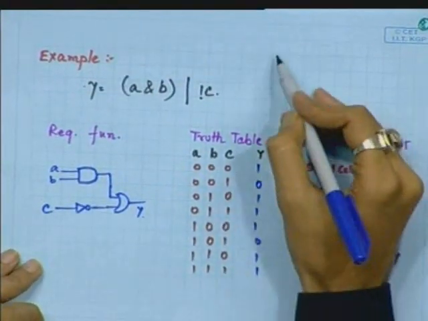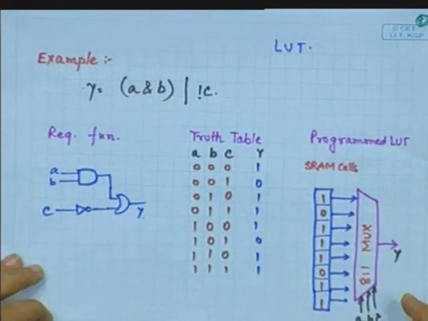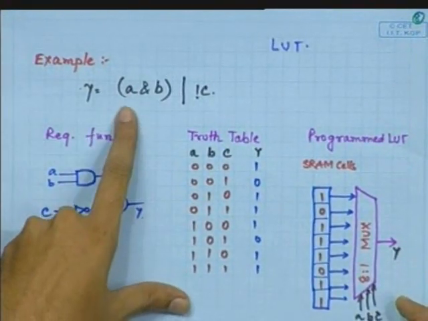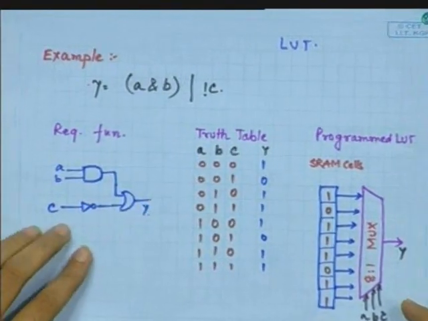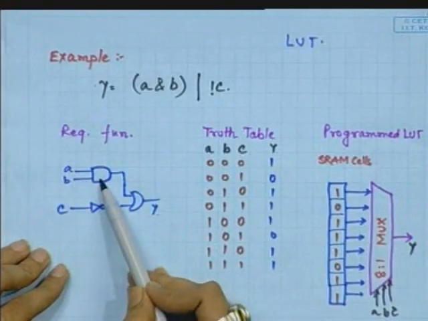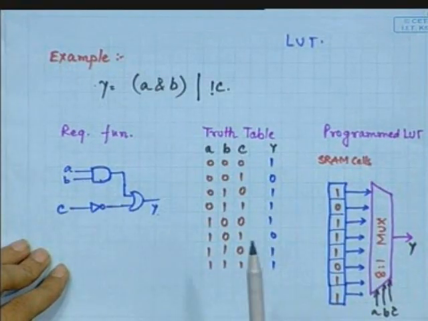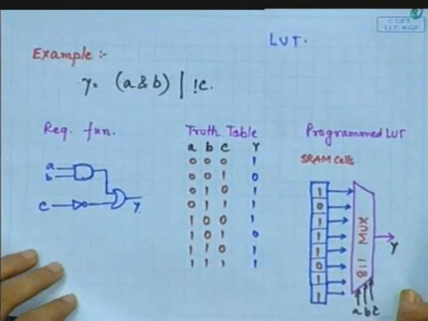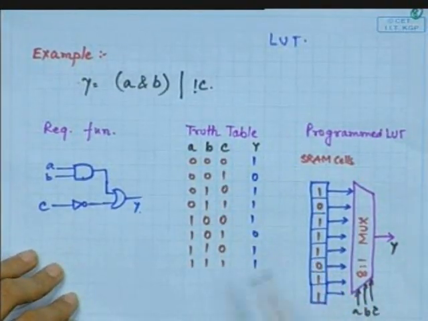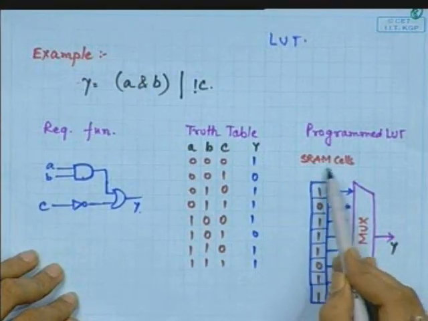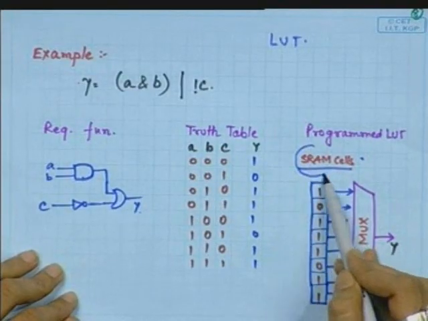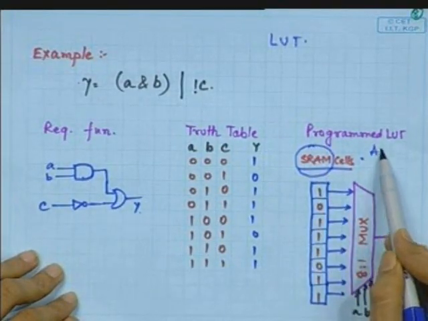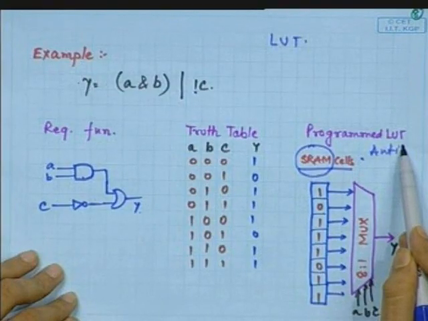Now, an example of a lookup table again. Suppose we have to realize a function: a and b ORed with complement of c. So, what is the required function? This is the required function, a b ANDed and ORed with complement of c. The truth table is something like this. What we have in the lookup table is SRAM cells. There could be some other types of cells. We can use Antifuse and those techniques; we will talk about them a little bit later.